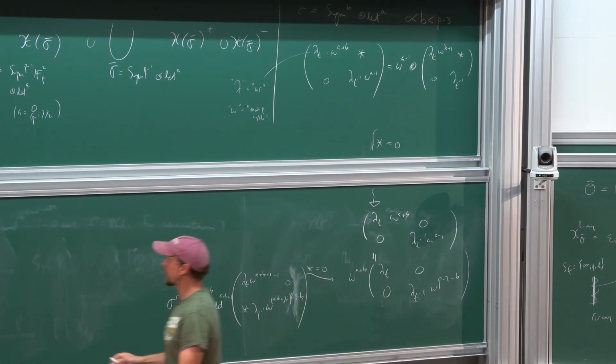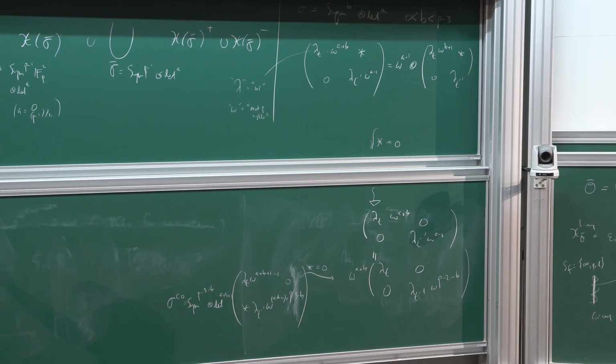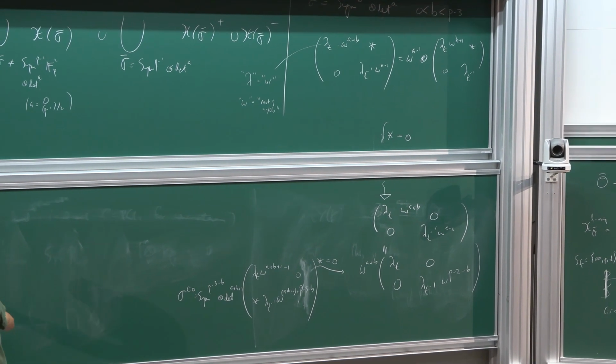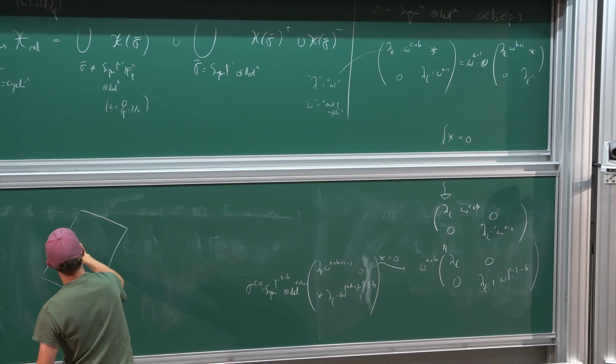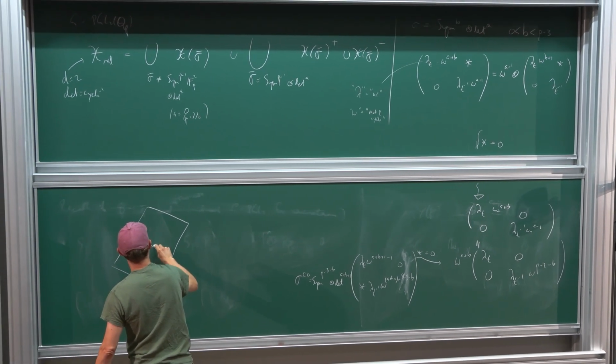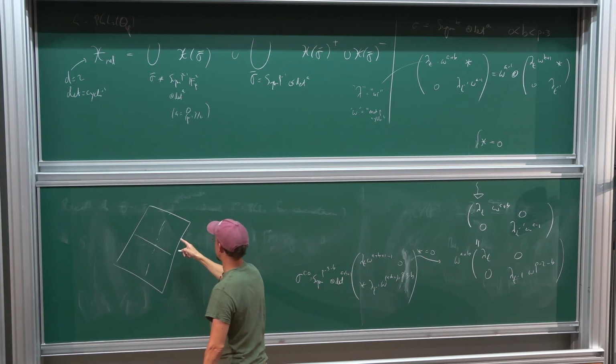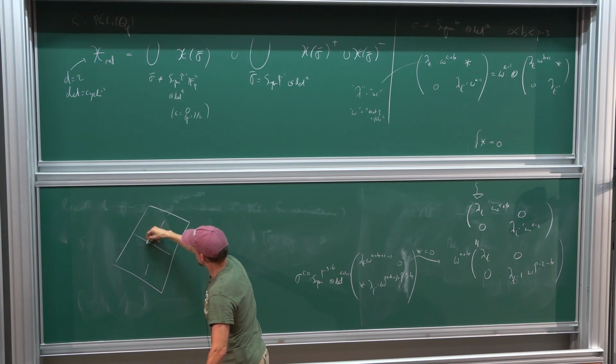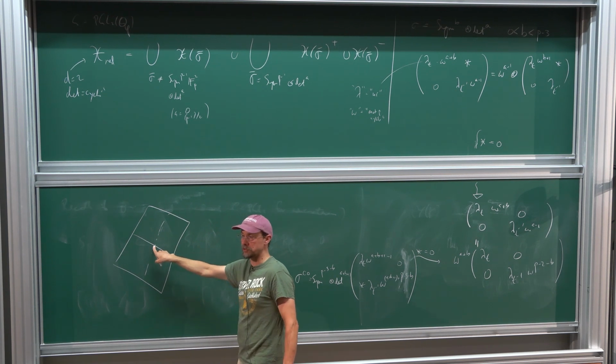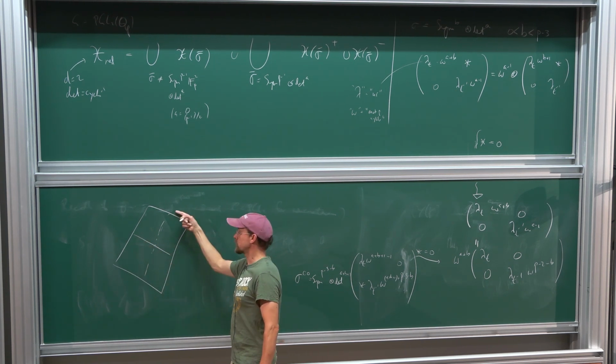Geometrically, let me try and draw the geometric picture as best I can. This is supposed to be a G_m. So this is a line with a circle with an origin removed. So that's a G_m cross an A1.